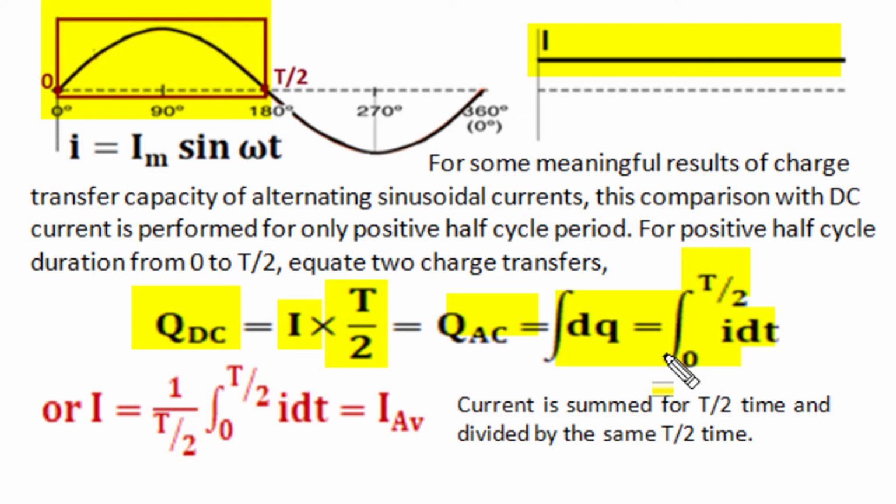And simplification will result as integration of current for the positive half cycle from 0 to T by 2 time interval, and division of that integrated result by the same time interval. And when we integrate current for a certain time period and divide the integrated result by the same time period, we get the average value of current. So we can say the average value of current is that DC value which transfers the same amount of charge as transferred by alternating current in the positive half cycle.